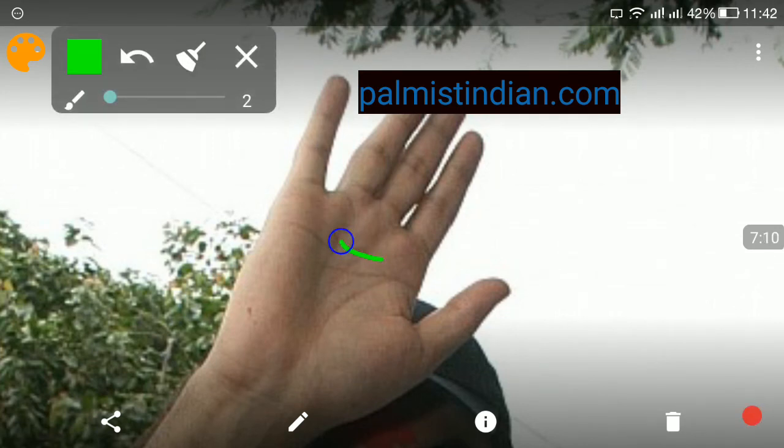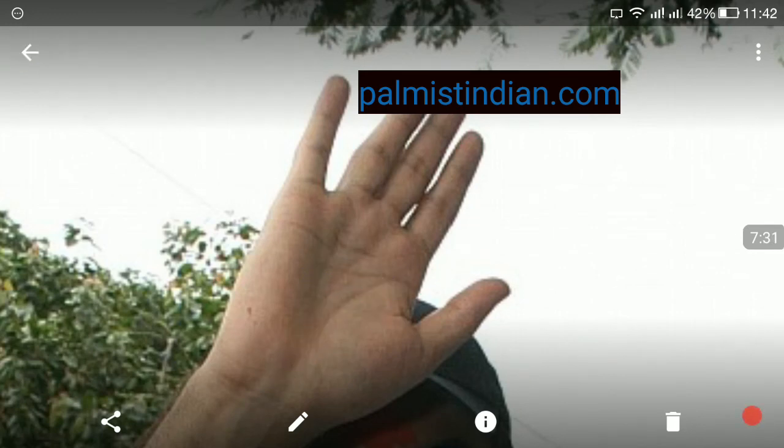We see this overlap out here and the break out here. The mount of Venus is prominent, so a good amount of energy, vitality and stamina is going to be there. The person's head and lifeline are joined at the initial start. I'll just show you once more. The head and the lifeline are joined for a long duration. It means that the person is cautious, hardworking, might miss out on opportunities, but due to their hard work, they do succeed.